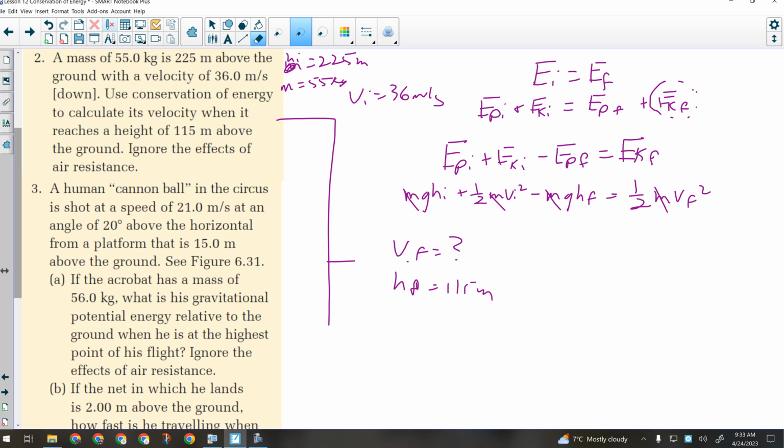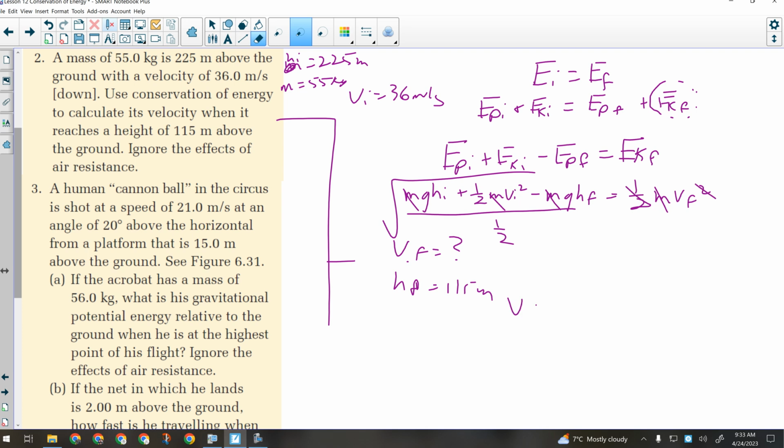Okay, so I can cancel the masses. You don't have to if you don't want to. You could plug 55 in every time there's an M and you'll get exactly the same answer. Okay, so I want to solve for VF. So I divide both sides by 1/2 and square root that.